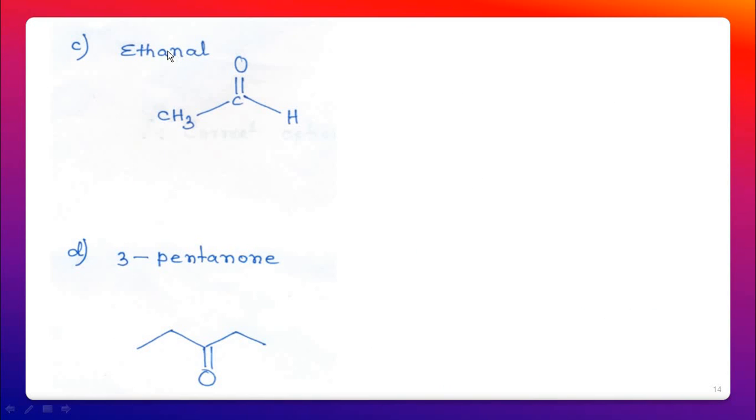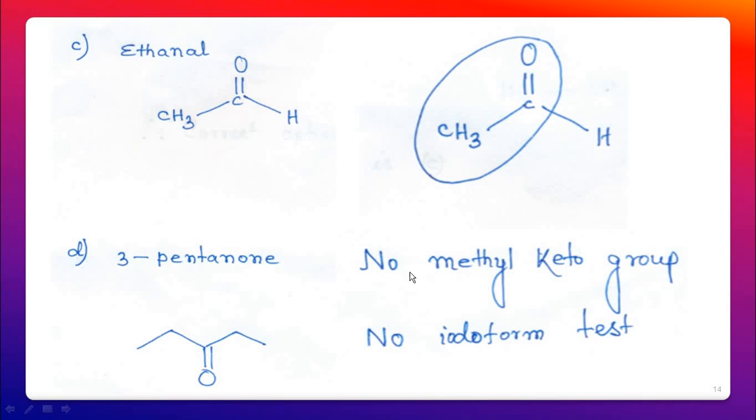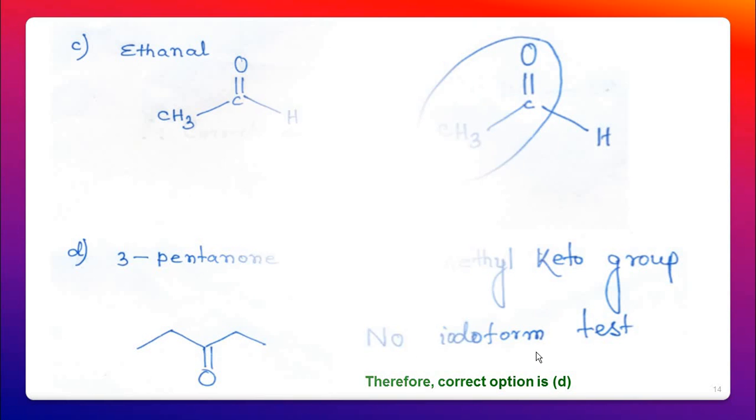Of the other 2 options, we have ethanol. In ethanol we have a methyl keto group, so this also will show the Iodoform test. But in case of 3-pentanone we do not have any methyl keto group, so this compound will not show the Iodoform test. So option D is the correct answer.